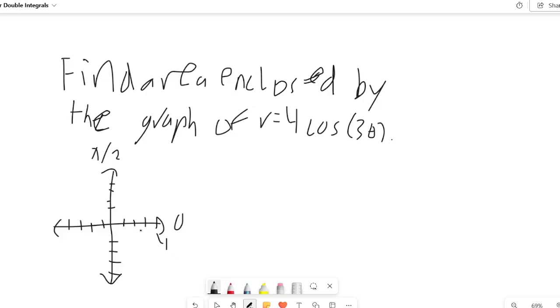So we're given a rose curve, r equals 4 cosine 3 theta. So it would look something like this, where you start at 4 and then it goes to 0. And then you get another petal here. And notice the way I'm tracing it. It doesn't go like this. You have to follow it smoothly like that.